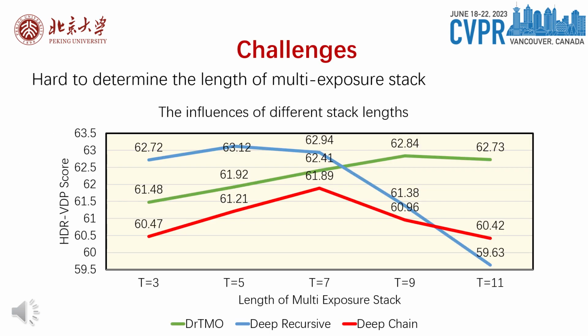The main challenge is that it is hard to determine the length of the multi-exposure stack. The influences of different stack lengths demonstrate that the stack length is important to the quality of the reconstructed HDR image. However, the previous IDM methods simply set a fixed length, which cannot be the optimal choice for every scene. Meanwhile, more multi-exposure images will introduce more inference time of the exposure adjustment model and exposure fusion algorithm.